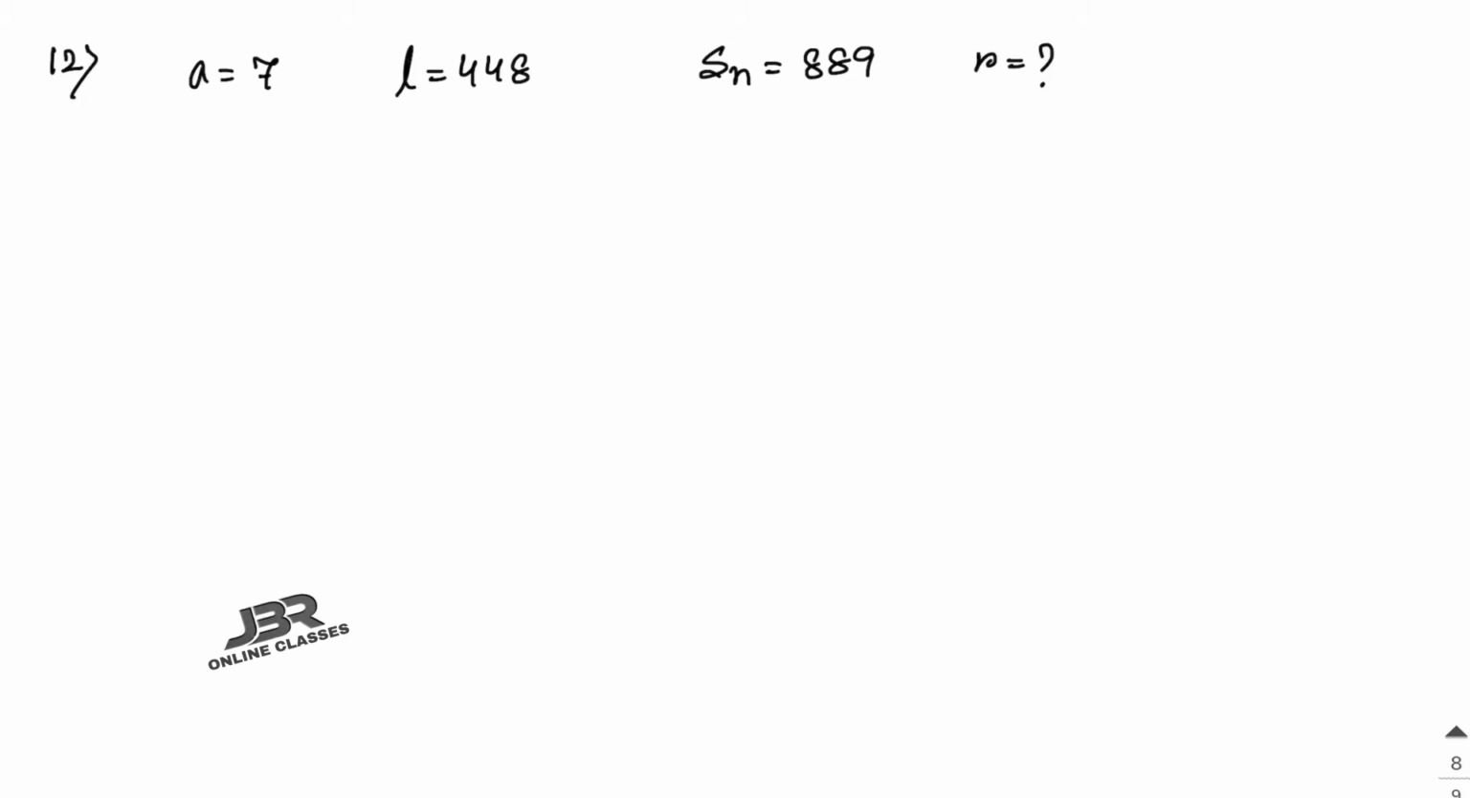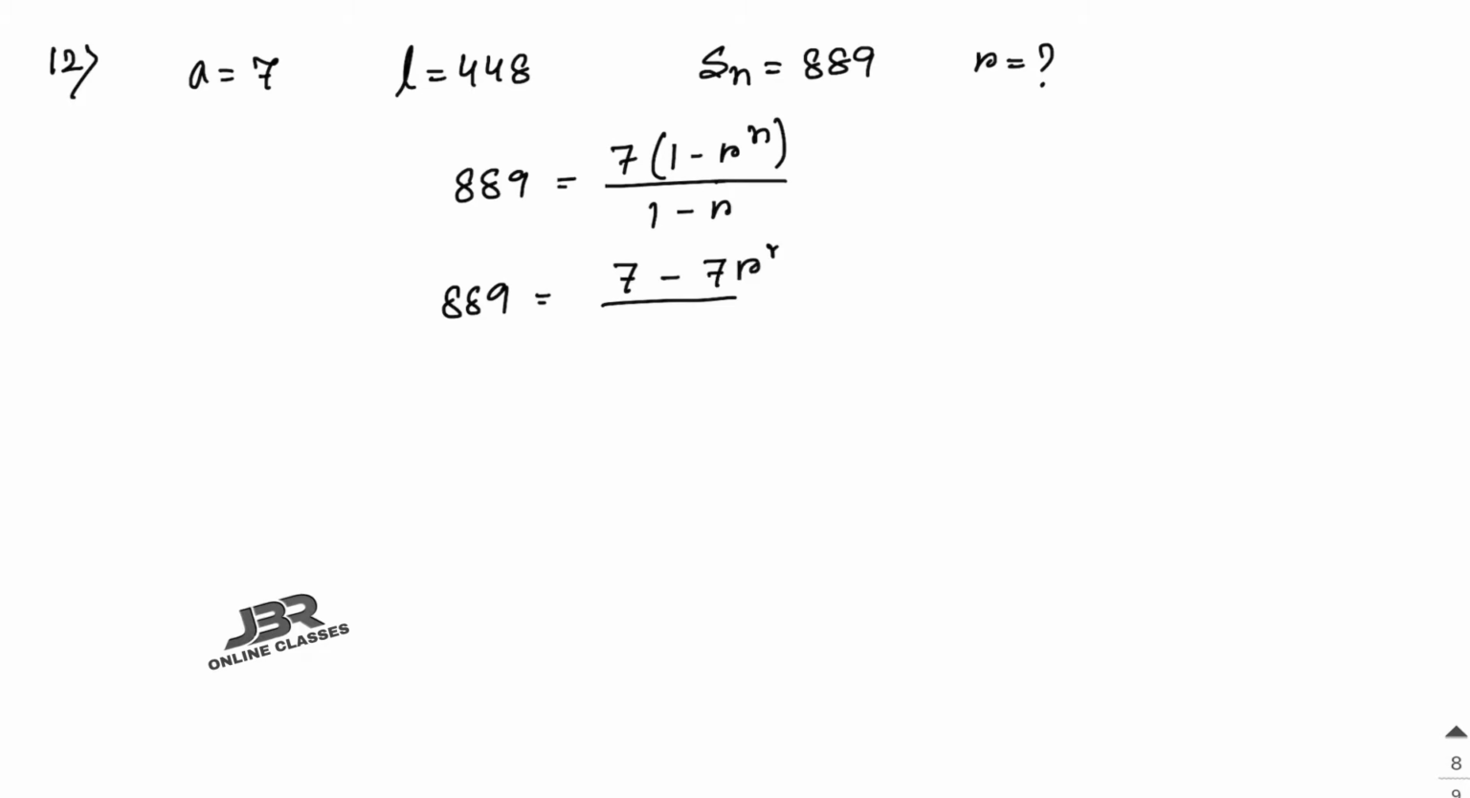In a GP, the first term is 7. So a equal to 7. The last term is 448 and the sum is 889. Find the common ratio. So here sum means 889. So that one equal to the formula a times 1 minus r to the power n divided by 1 minus r. Okay, so here 889 equal to 7 minus 7 into r to the power n, divided by 1 minus r. Now you can write down r to the power n as r to the power n minus 1 into r.